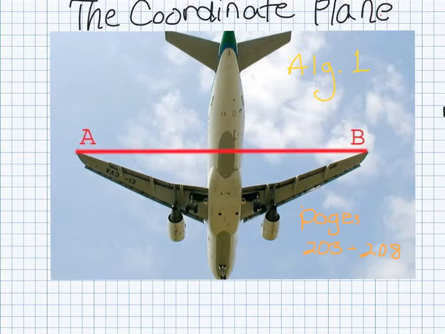This is Algebra 1, Chapter 4.1. Trying to get my stylus to work. Called the coordinate plane. And you can see on this picture from A to B, it's measuring the wingspan of an airplane, and we could also do that with a bird's wingspan, and later you'll have a problem that will utilize this wingspan.